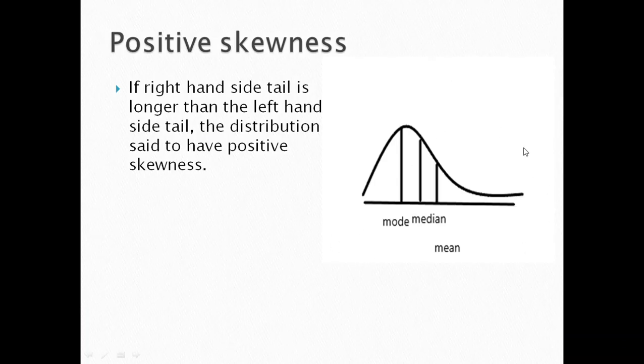In this shape you can see that the mean, median and mode values are not equal. This is showing the mode, this is the median, and this is the mean of the distribution. Also you can see that the left tail is very short, and the right tail is much longer than the left tail. This type of distribution is called a skewed distribution. When the right hand side is longer than the left hand side, it is called positively skewed, or positive skewness.